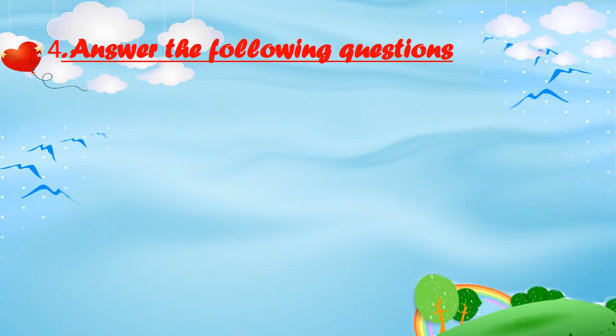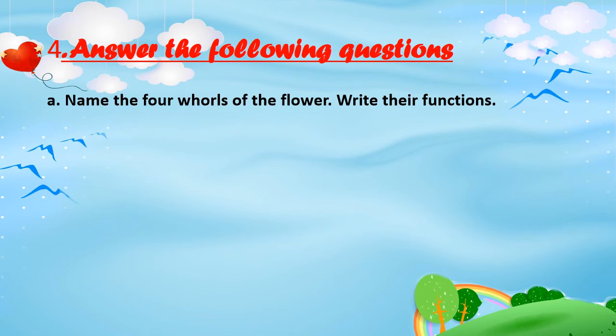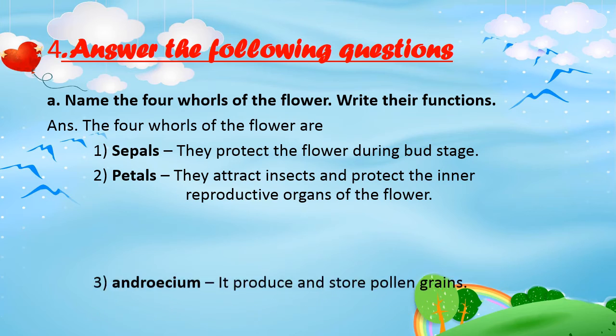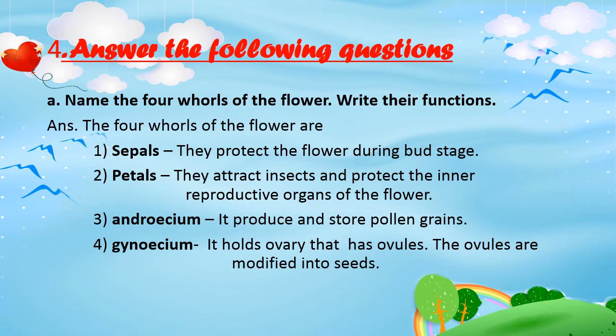Now we come to number 4, answer the following questions. Part A is name the 4 whorls of the flower, write their functions. So the answer is the 4 whorls of the flower are sepals, petals, androecium and gynoecium. So these are the 4 whorls of the flower and we have to write down their functions also. So what is the function of sepals? As they protect the flower during a bud stage.